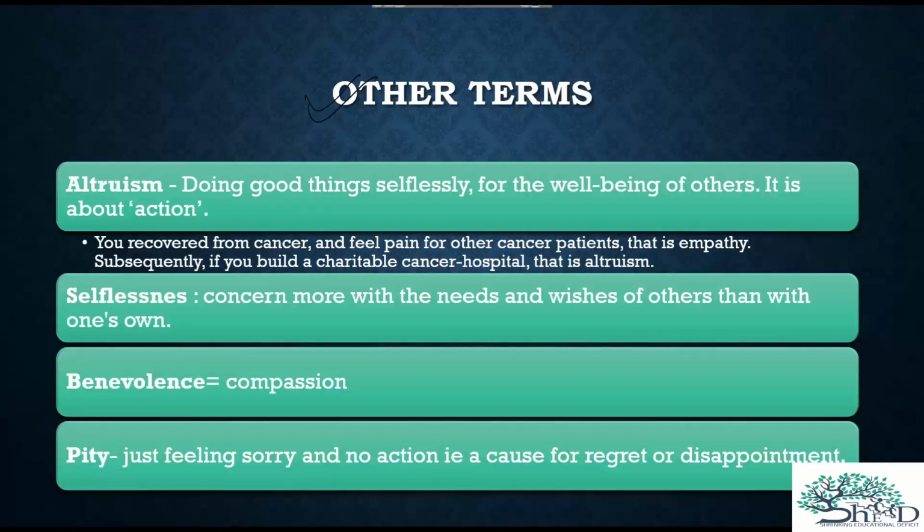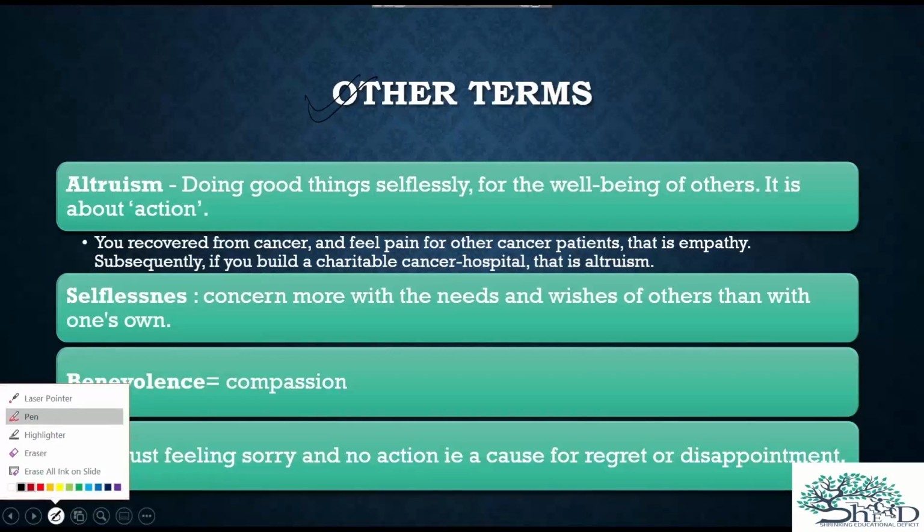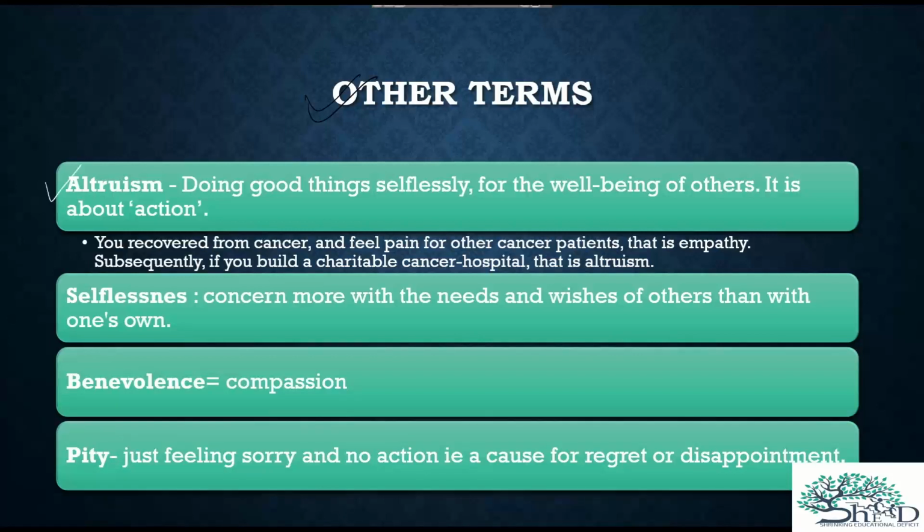Now we'll see briefly the other terms, without which this discussion would be incomplete. Altruism is doing something good selflessly for others. Okay, it is about action. You recovered from cancer and you feel the pain of other cancer patients. This is empathy, you feel the pain. But if you build a charitable hospital, this is altruism.